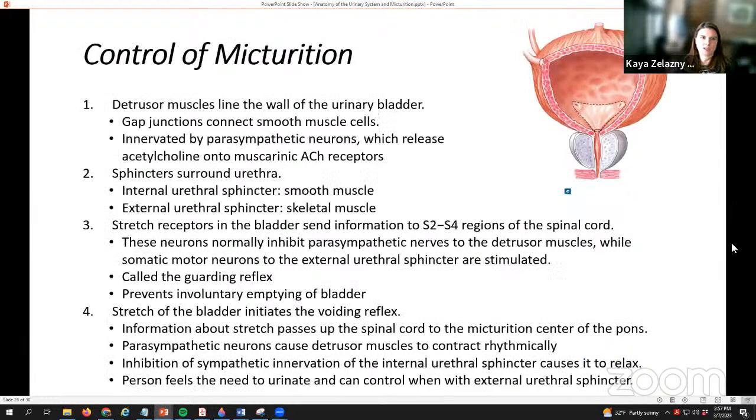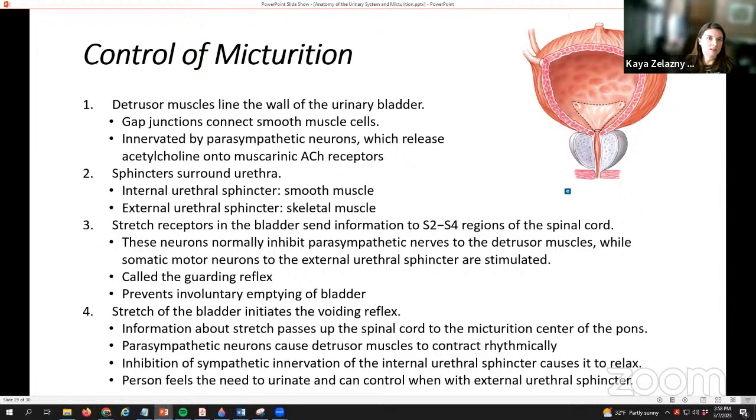Okay. So if we're thinking about control of the process of urination, control of micturition, we can actually think about a lot of pathways. Okay, so first we want to think about the muscle of the bladder. Okay, so the muscle here, our detrusor muscle making up the wall of the bladder, we have gap junctions between a bunch of smooth muscle cells, actually. Okay. So these smooth muscle cells are innervated by the parasympathetic neurons. So that's that rest and digest portion of our autonomic nervous system. And parasympathetic neurons, we learned in ANP1, release acetylcholine into cholinergic receptors for that choline, right? Specifically, the ones here are muscarinic cholinergic receptors.